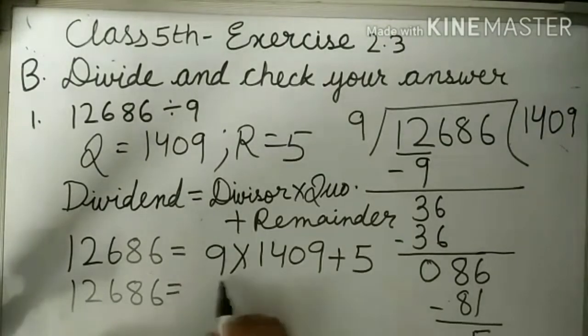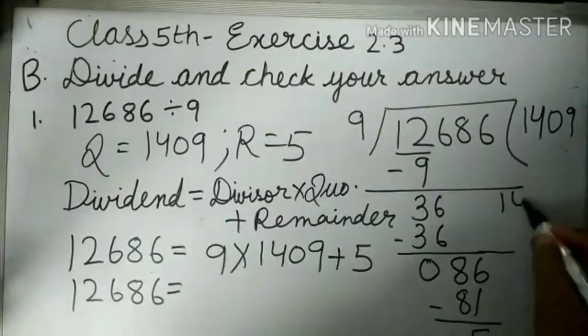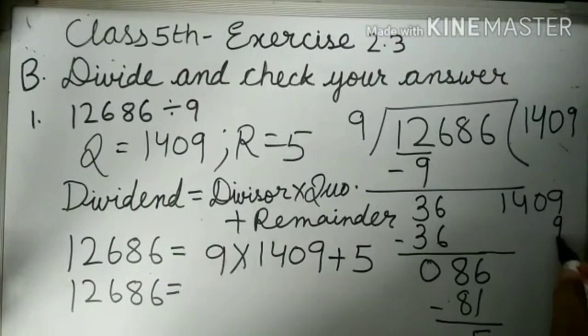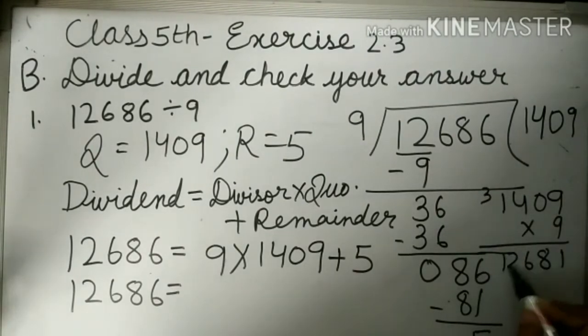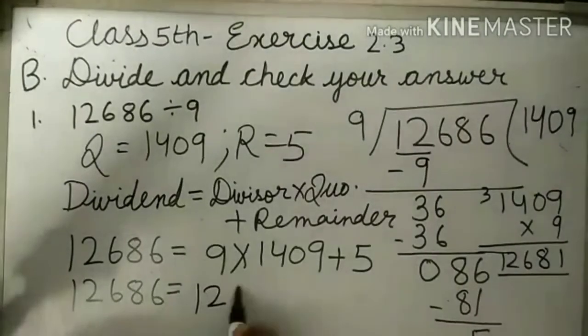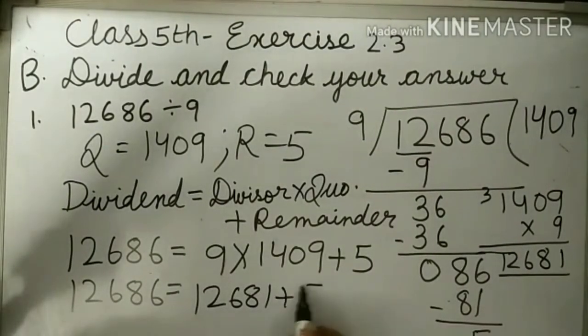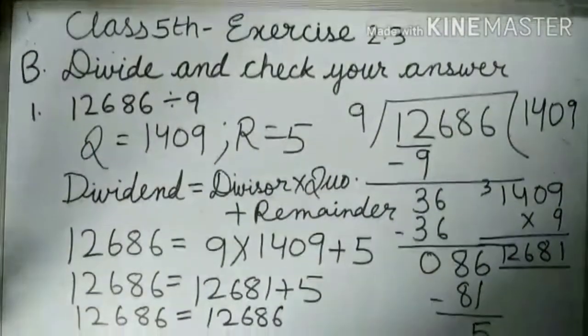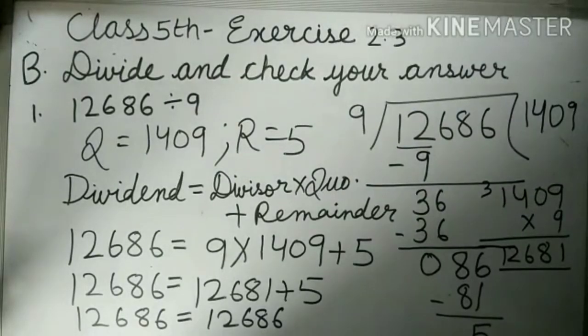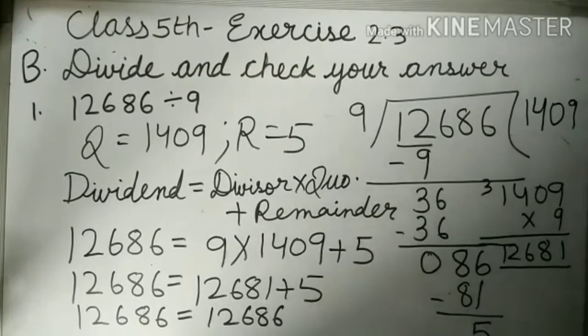Now we multiply these both numbers. So 1409 multiply by 9, 81. 9 fours are 36. 9 ones are 9 and 3, 12. So 12681 plus 5. 12686 is equal to 12686. Both sides are equal. It means our division is correct. So in this way, we can also check our division in our exam.